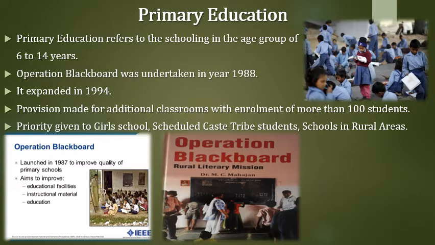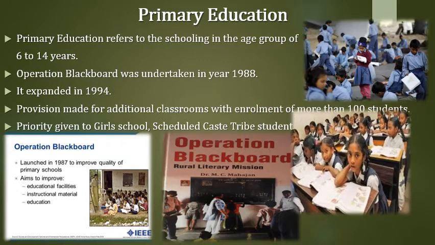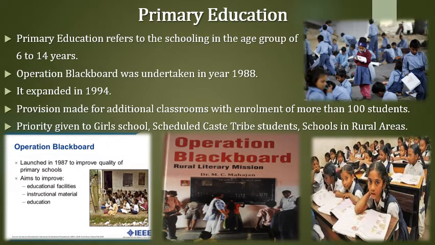In 1994, this scheme was expanded and provision was made for one additional classroom and for appointing one more teacher in the schools with an enrollment of more than 100 students. Priority was given to the girls' schools, schools with a majority of scheduled caste and tribe students, and schools in the rural areas.